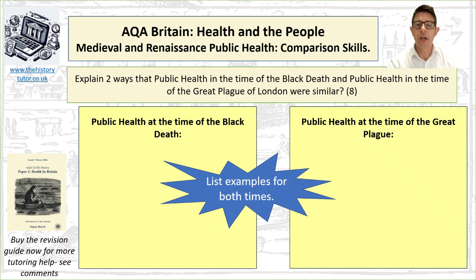So let's give this a go with some planning. So firstly, list some examples from both time periods in the planning box in your revision guide. So what's happening in the Black Death with public health, and what's happening in the Great Plague? Remember, public health is how people are trying to prevent disease, trying to keep themselves clean and healthy. Not treatments, not surgery. So list some ideas now.